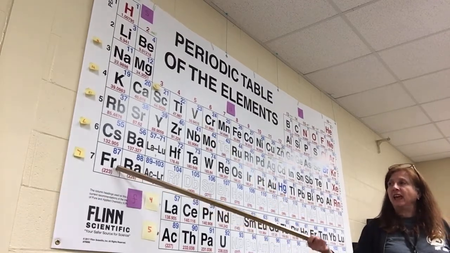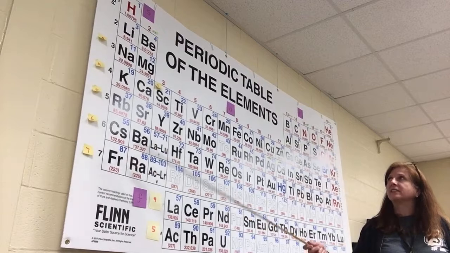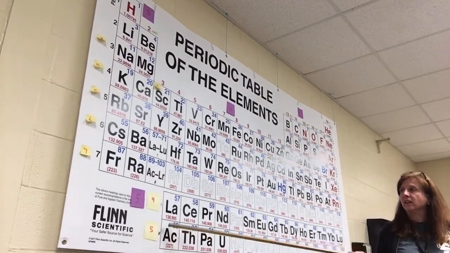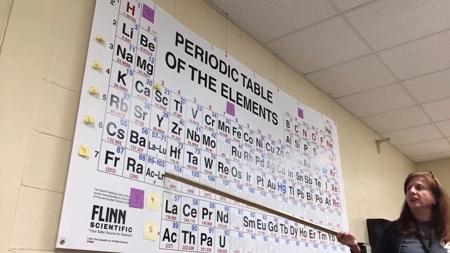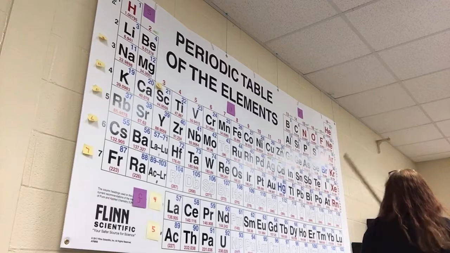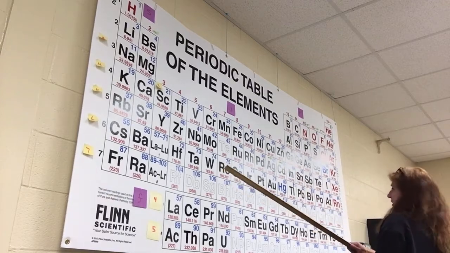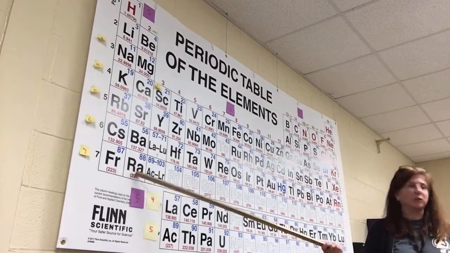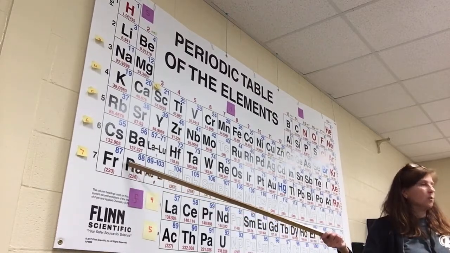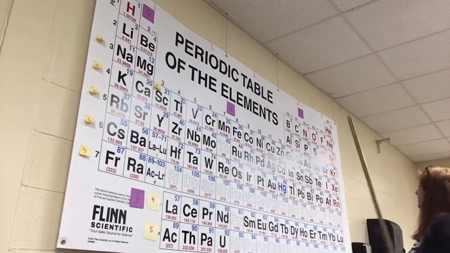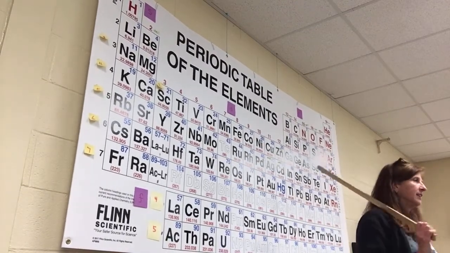7s2, 5f14, 3, 4, 5, 6, d10. Oh, I went too far. Oh, no, I didn't. Need to stop there. 7s2, we're doing radium, right? We're doing radon. Then mark that one off. We should have stopped at 6p6.